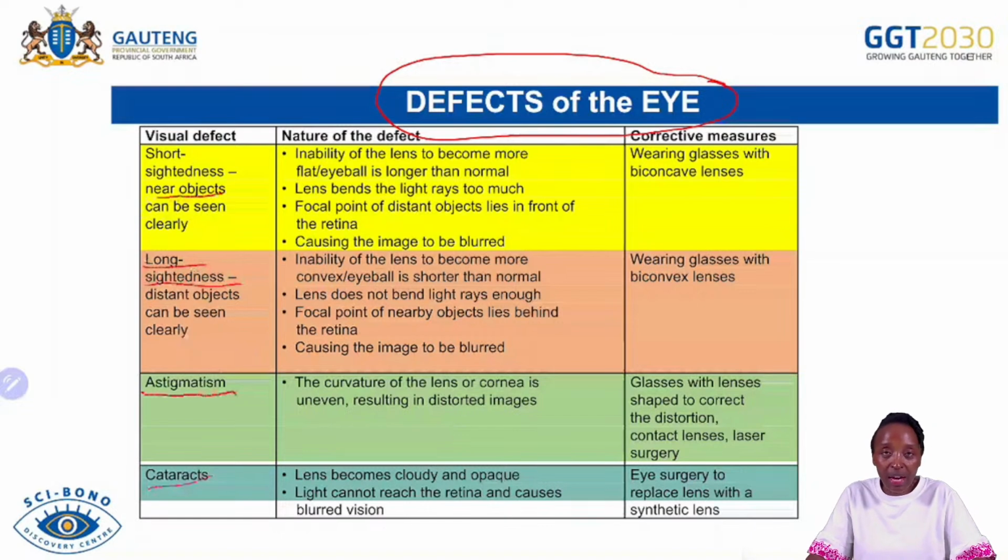Again, you do have this presentation, so go through that. It is the summary of everything that you need to know. What is the nature of the defect and how can it be corrected? Because you will be asked.